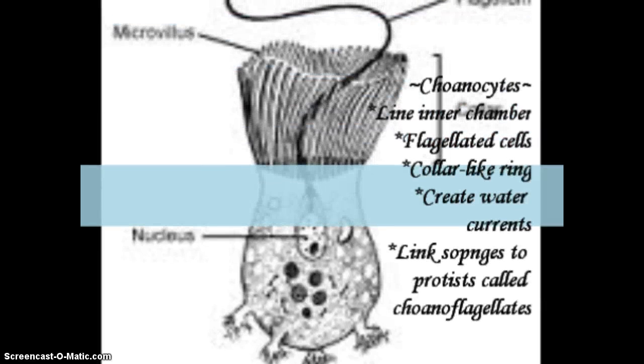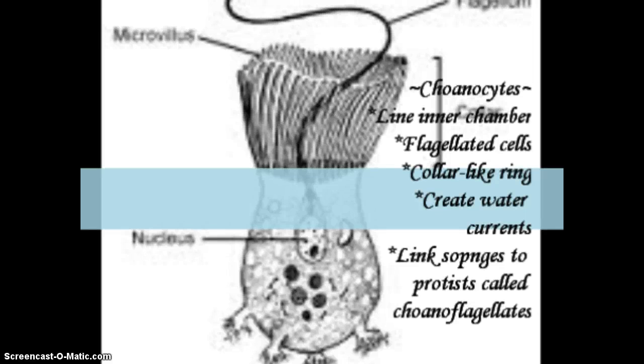Alright, these are the choanocytes. They line the inner chamber. They are flagellated cells. They have a collar-like ring, hence their nickname, collar cells. They create water currents, and link sponges to protists called choanoflagellates.